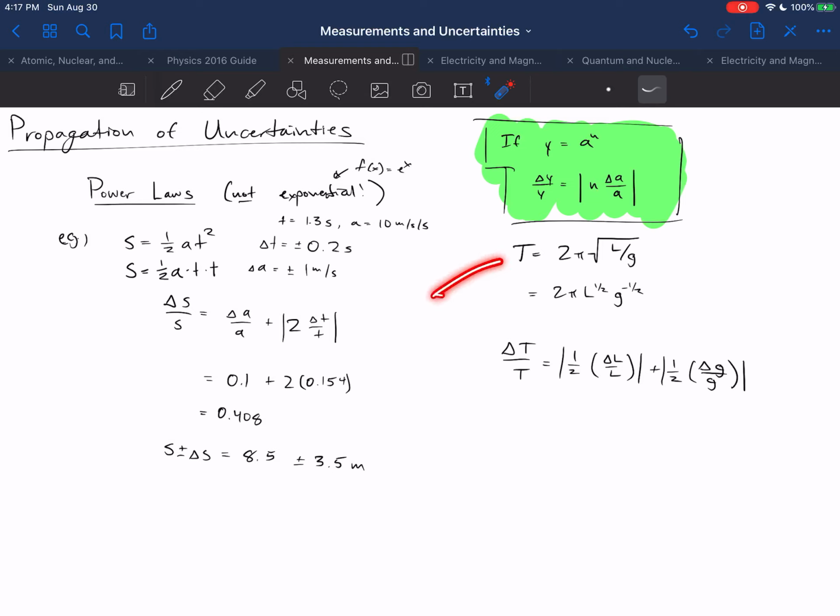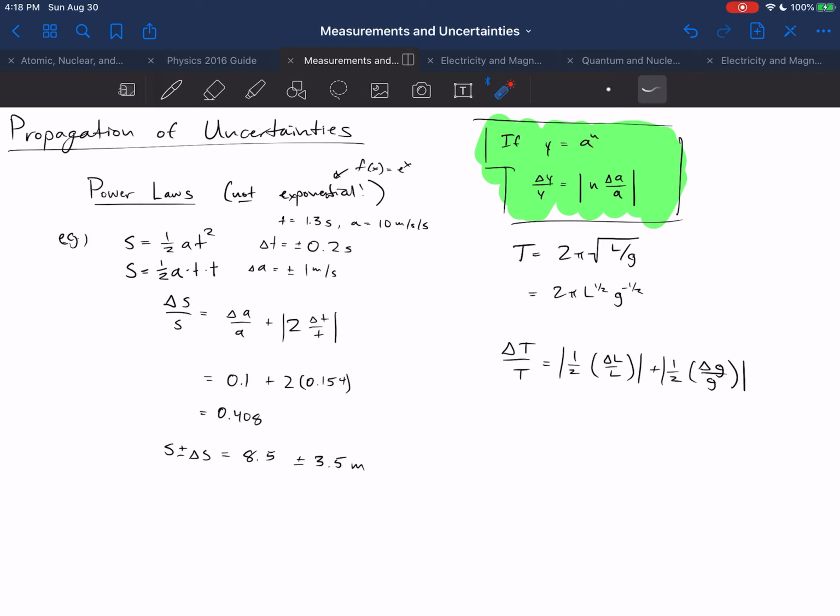So for example, we can apply it to this function. This t is the period, and we'll see it a little bit later, but t is equal to 2 pi times the square root of L divided by g. Notice that this can be written using exponential rules as 2 pi times L to the 1/2 times g to the negative 1/2. Notice this thing and this thing are exactly the same. And now we have managed to write this entire function in this power law form.